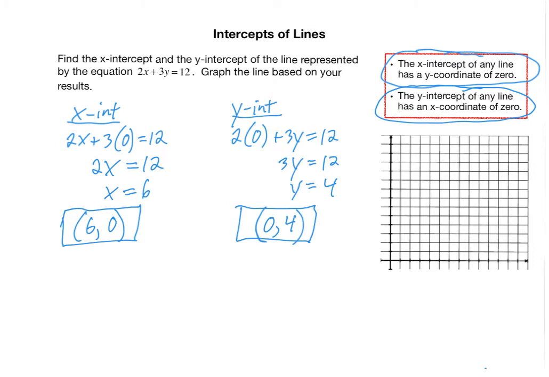We can now graph the line based off these 2 points. Anytime you have 2 points of a line, you can always graph the line. So 0, 4 is this point right here. 6, 0 is right here. And then, of course, we connect them. We've got a graph of our line.